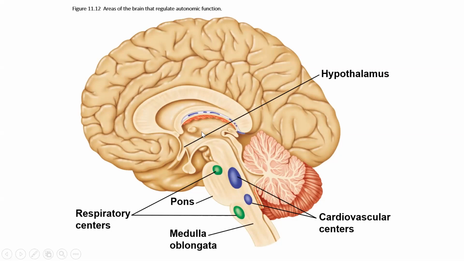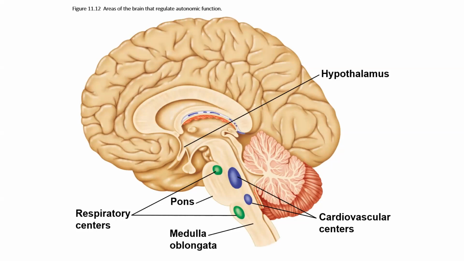And the last thing here that I'll point out is basically how other parts of the brain feed into this autonomic response. So these are the areas of the brain that are in control of regulating the autonomic function. So we talked about the medulla oblongata. This is where we have the respiratory centers, as well as some cardiovascular centers. And then the pons, which is located in the brainstem as well, we also have respiratory and cardiovascular centers.